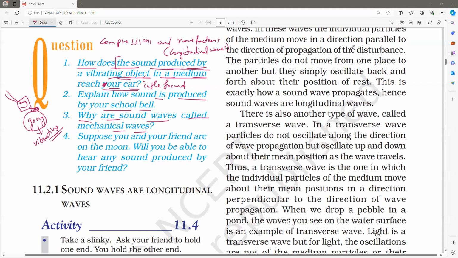Write it. Compressions and rarefactions are formed in a material medium. Hence, sound waves are known as mechanical waves. Clear?